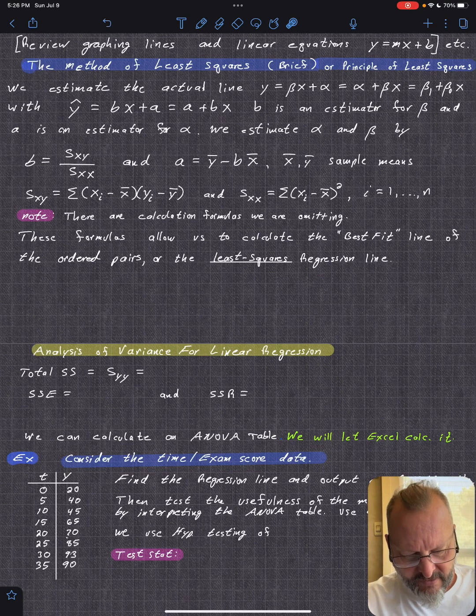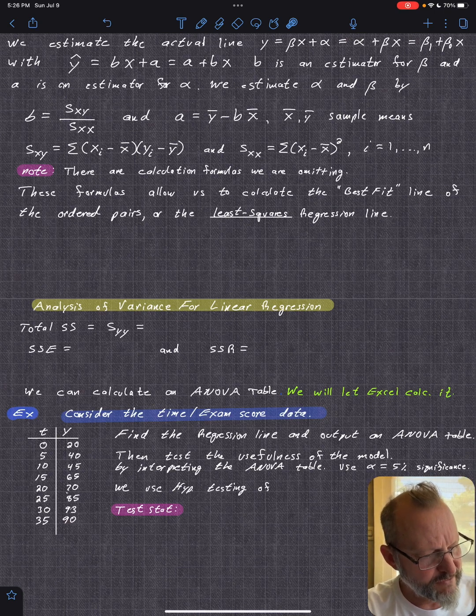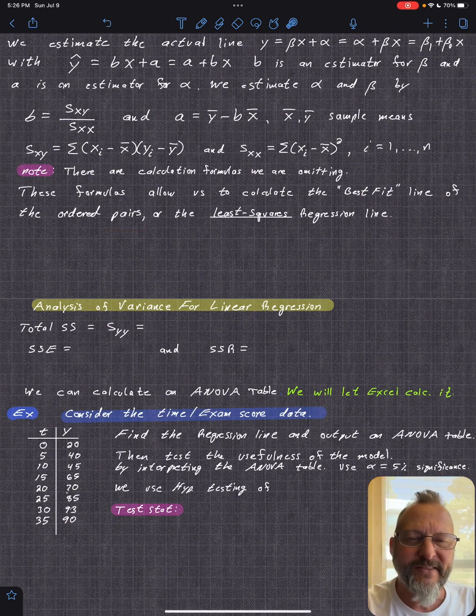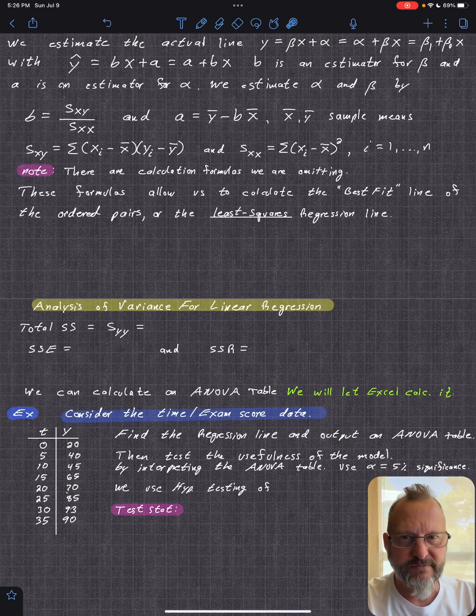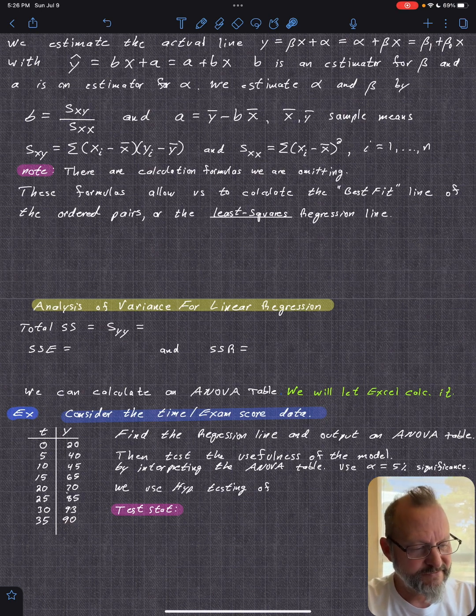So these formulas allow us to calculate the best fit line of the ordered pairs. Why this works and why it is the best fit is beyond the level of the course. It's basically not until multivariable calculus. I see those a lot when I'm teaching that class, but we don't end up doing it. Maybe I should. I often skip it because it's more stats stuff and we need to move on to focus on other things.